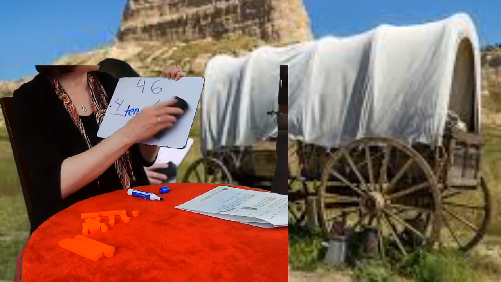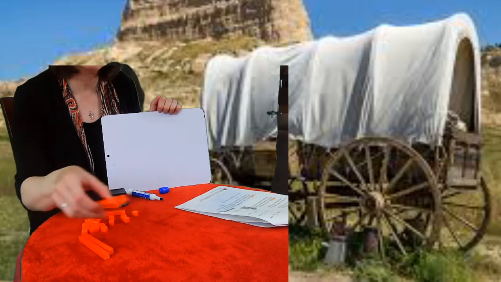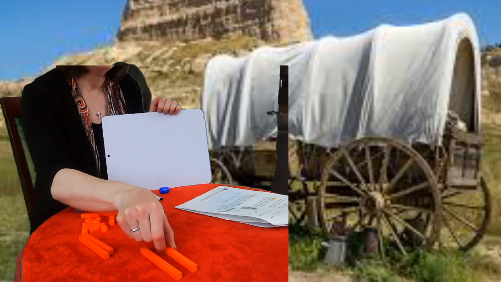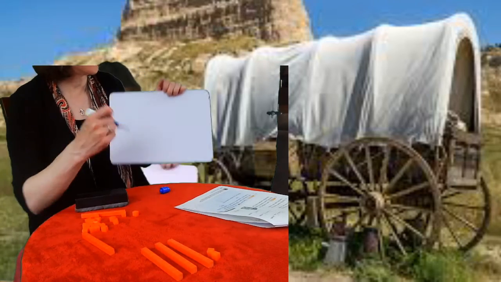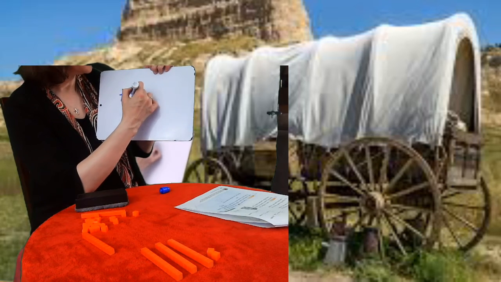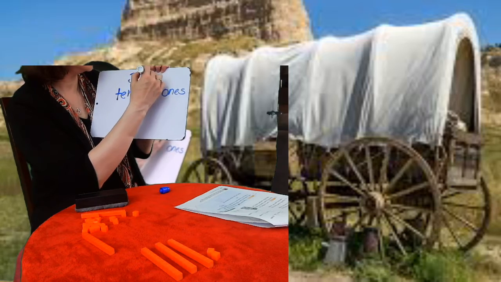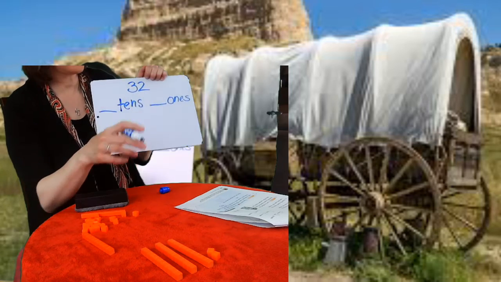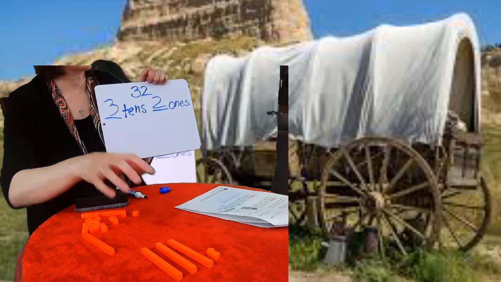It says, I have 32 cubes. How many tens and ones can I make? Let's do 32. 10, 20, 30, 31, 32. So how many tens and how many ones can I make with a number 32? So we know that would be 3 in the tens place and 2 in the ones place.